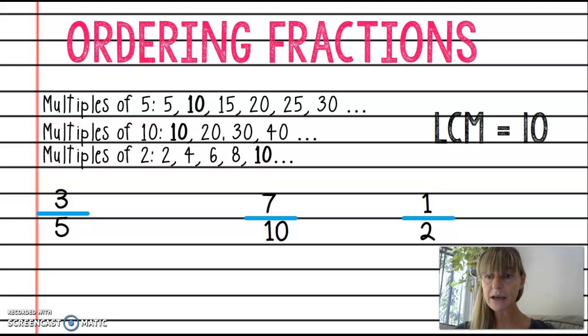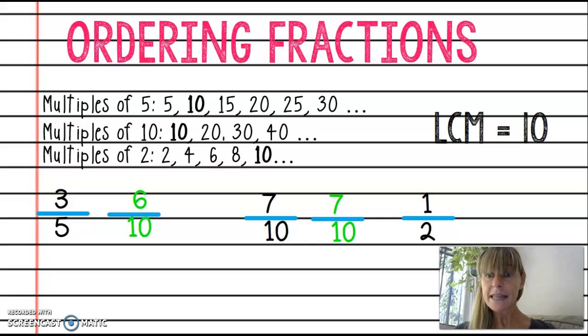So I need to make new equivalent fractions that have a 10 in the denominator. So what do I need to do with my 5 to get a 10? Well, I need to multiply it by 2. But I also need to multiply my numerator by 2. So I get 6 over 10. Now I need to look at my next fraction. Well, I already have a 10 in the denominator, so I don't need to do anything to this one. It stays 7 over 10.